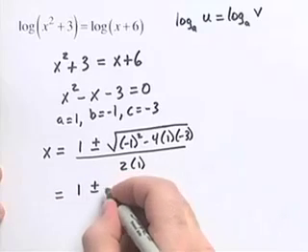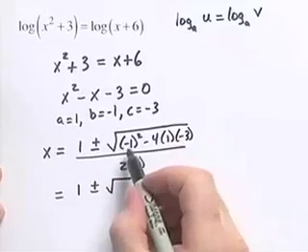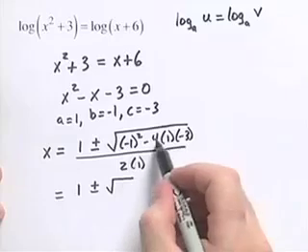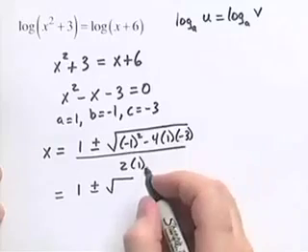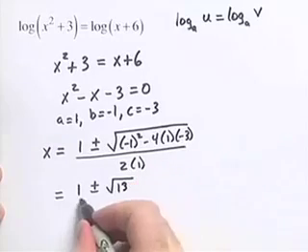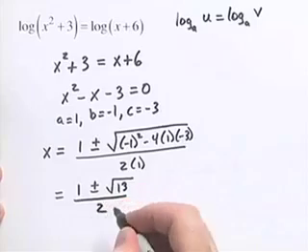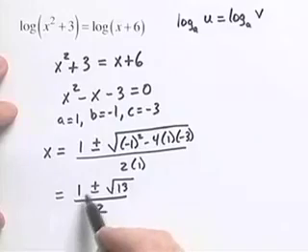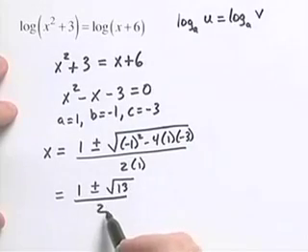If we evaluate this inside, we'll have 1 plus 12, which is 13, and the denominator will be 2. It's important when solving logarithmic equations that we do check the solutions that we get, because sometimes doing operations on our equations can yield extraneous solutions. In this case, we have 1 plus or minus the square root of 13 divided by 2.